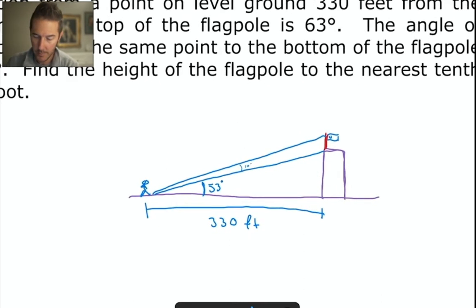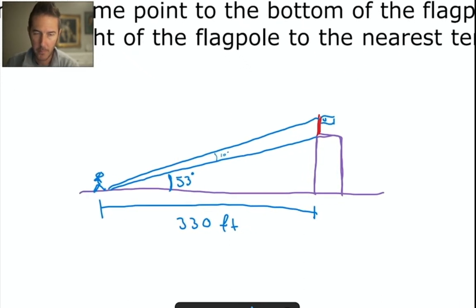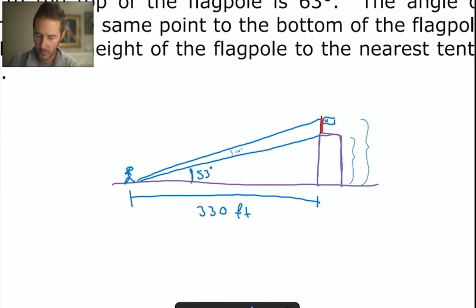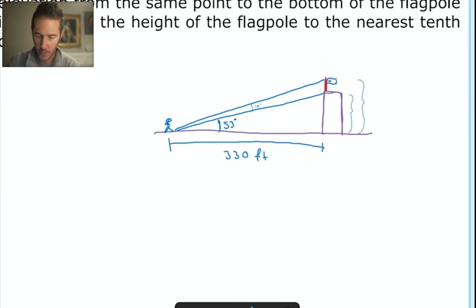This is going to definitely be a two-step process. We're trying to find the height of the flagpole. It's my guess that we'll need to find the height of the building, and then using the larger triangle with the 63-degree angle measure, we'll find the total height from the ground to the top of the flagpole, and then we'll do subtraction in order to find the height of the flagpole. Let's see if that works out.